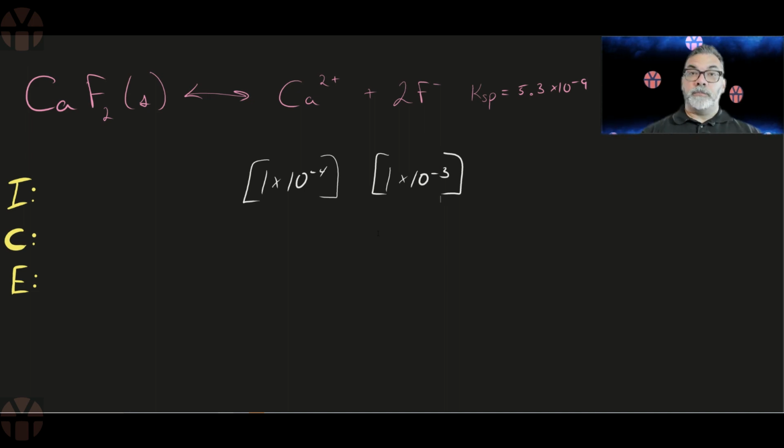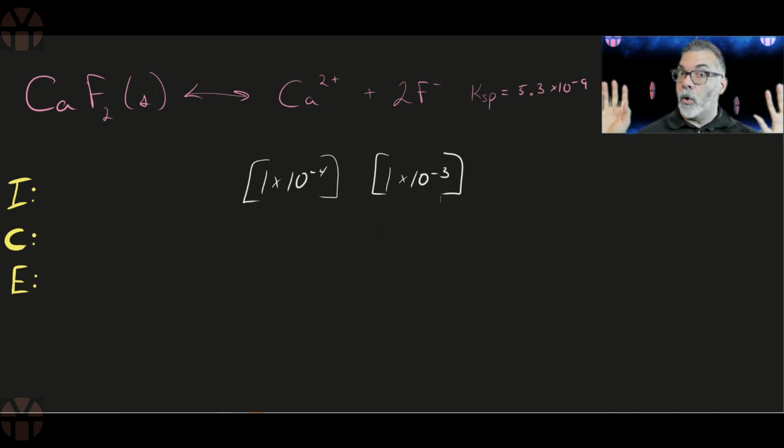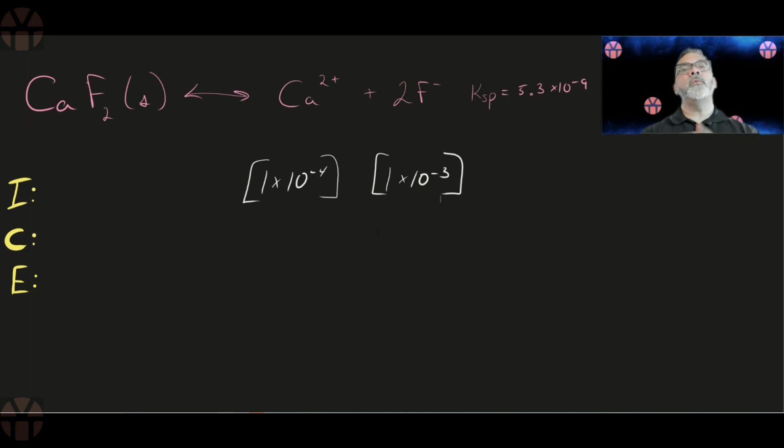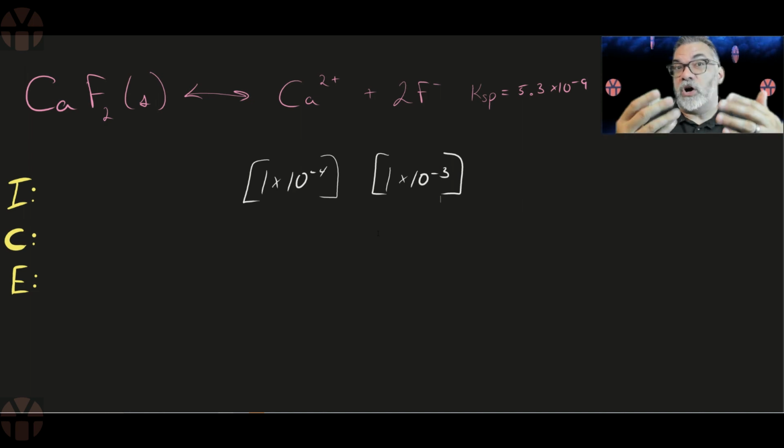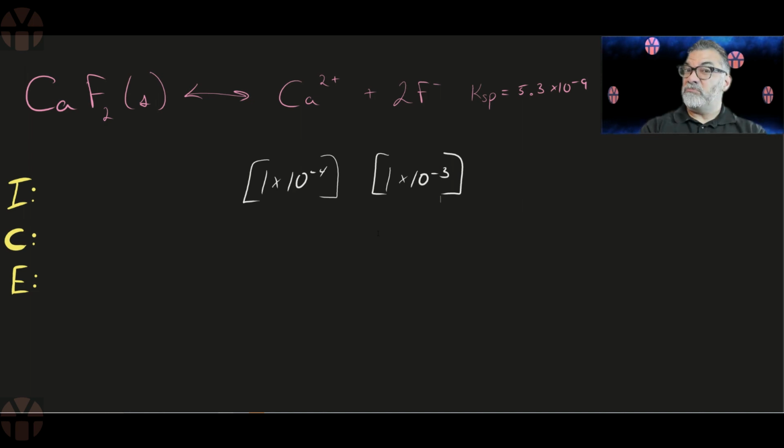And the question would be, is this solution saturated? Or another way, at this point, would we see a precipitate begin to form? Now, I've got to be honest with you. Right now, I'm not sure. These are small amounts, but the Ksp is also a very small amount. Maybe I have too much already in there. Maybe I don't have enough.